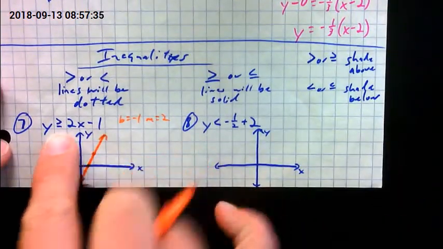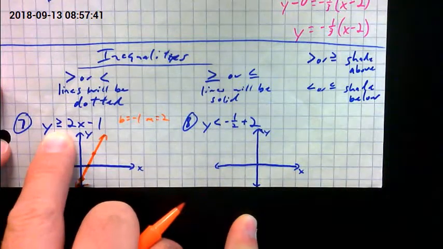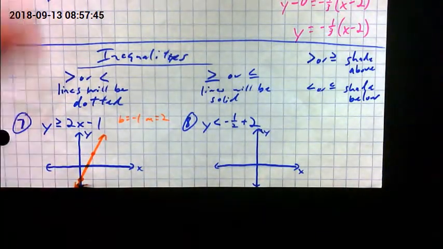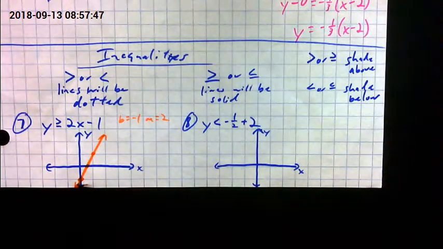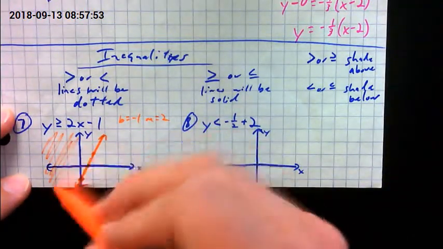The other part is we need to shade. So we have y is greater than. Any time we have a greater than symbol, y being greater than, think about the y-axis, it goes up and down, right? So if y is greater than, we're going to shade everything above, because those would be the values that are greater than for y. So we can shade everything above.